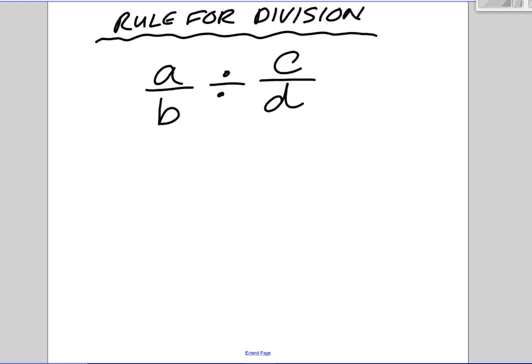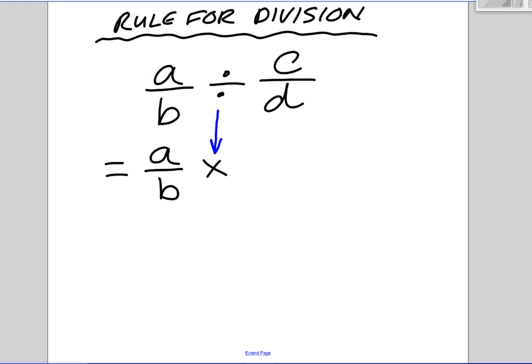Here we've got the rule on how to divide. Again, I've got rid of the numbers. a over b divided by c over d. The thing is, we don't like divide, but its partner in crime, its opposite, is multiply. So why don't we keep the first fraction the same, and we'll change divide into multiply. And I can't just do that out of nowhere. So just like I said there, divide and multiply are opposites.